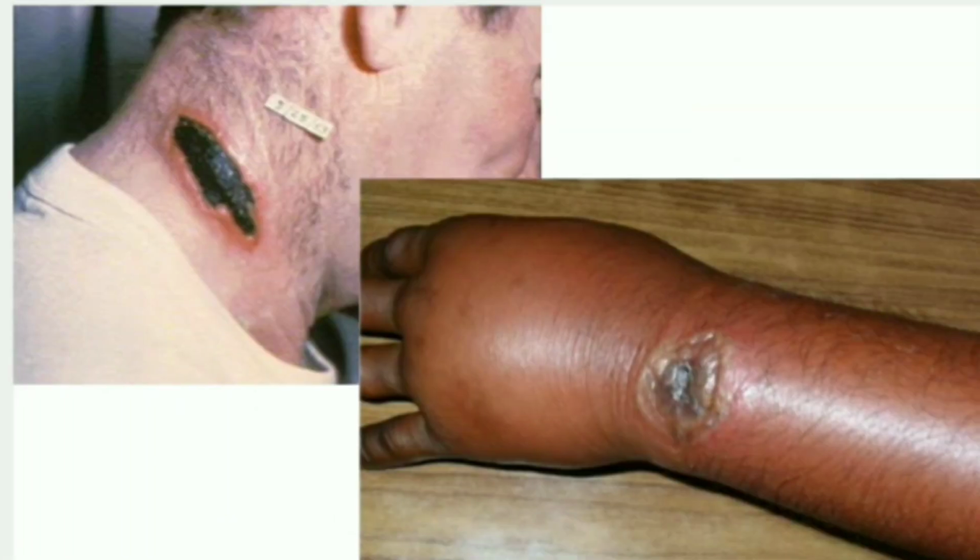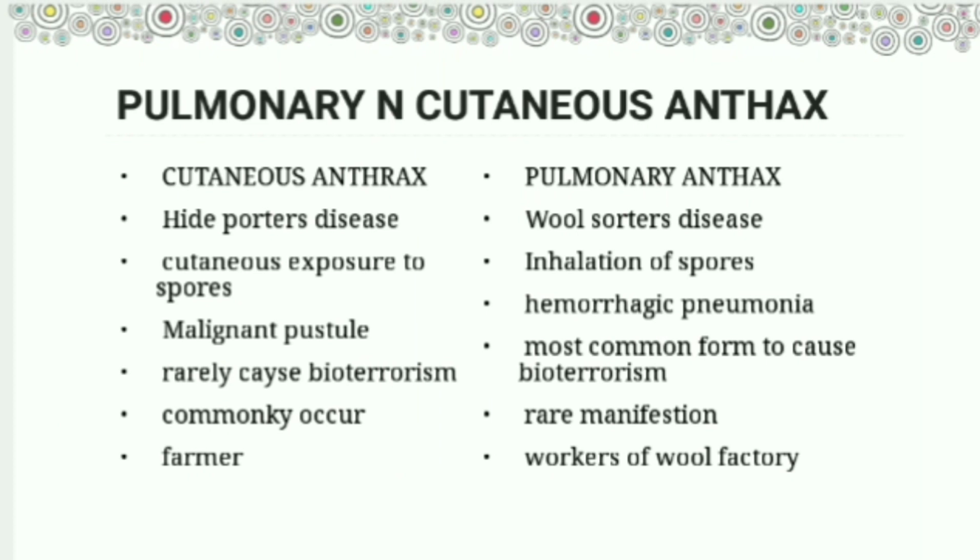Next, the pulmonary anthrax, which mostly affects humans dealing with the wool of sheep. Hence, it is also known as wool-sorter's disease. It is transmitted by inhalation of spores in wool. Clinical features include hemorrhagic pneumonia, hemorrhagic meningitis, and bacteremia, and it is fatal if untreated. It's the most common form used in bioterrorism, and pulmonary anthrax is rare when compared to the cutaneous anthrax.